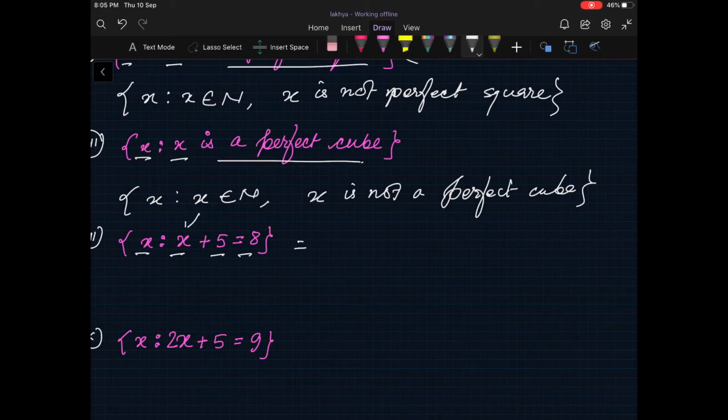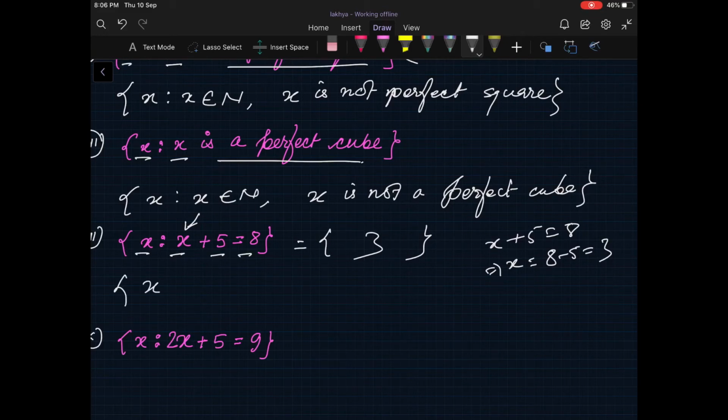Now here you see, x such that x plus 5 is equal to 8. So here x must be a natural number, because already it is given that the universal set is the set of all natural numbers. That's why let's solve this in order to find the elements in this set. Let us solve this equation, x plus 5 equal to 8. So x is equal to 8 minus 5, that's equal to 3. So this contains only 3.